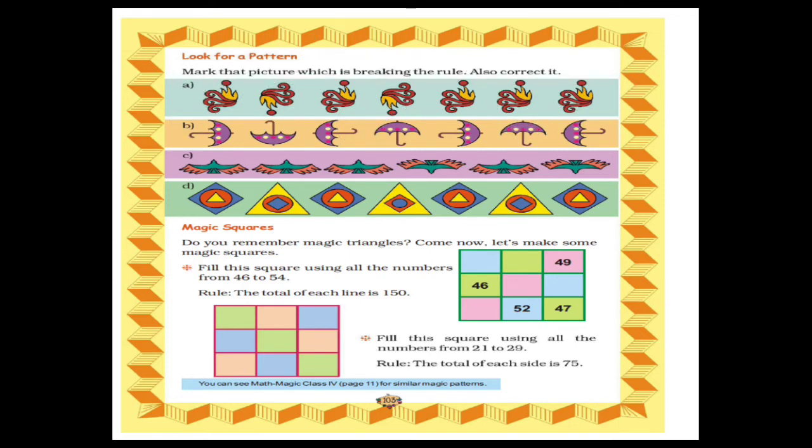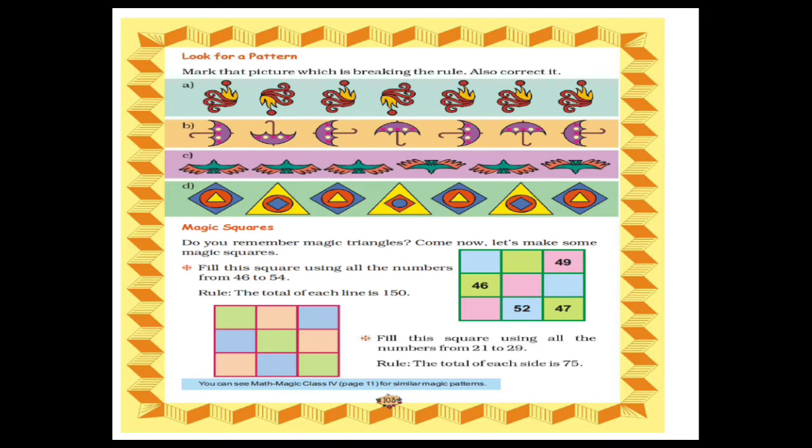Now for B, which is the design breaking the rule? So let's observe. One is showing the umbrella hat on the right hand side, then downward, then on the left hand side, then upward, then again the right hand side, then upward, and then the left hand side. So what do you think, which one is breaking the rule? This one, right? This one should be at the bottom. So this will be the incorrect design. Now C and D will be your homework. You have to observe carefully and see which design is breaking the rule.